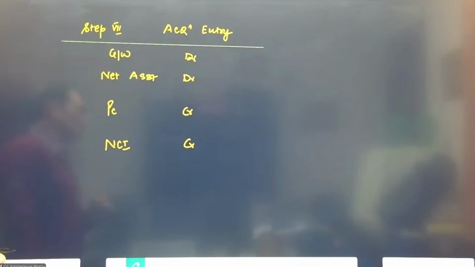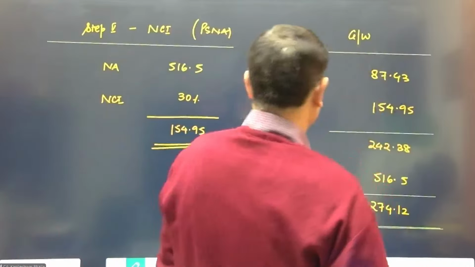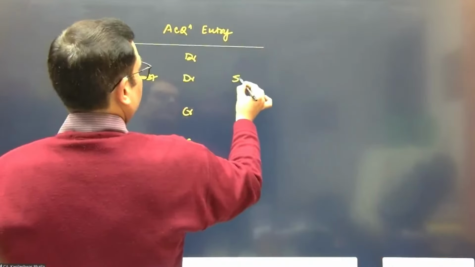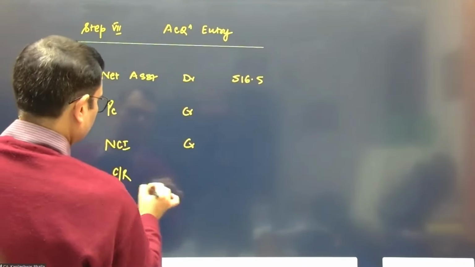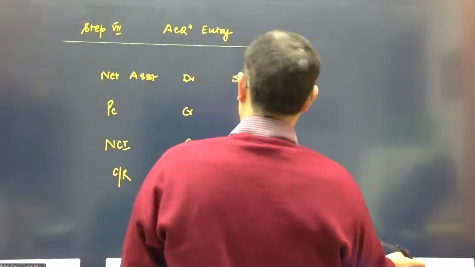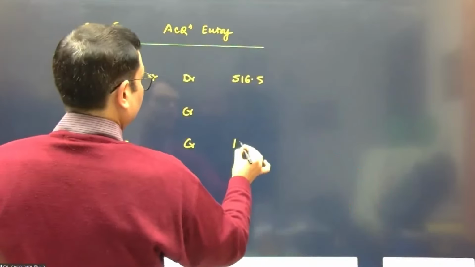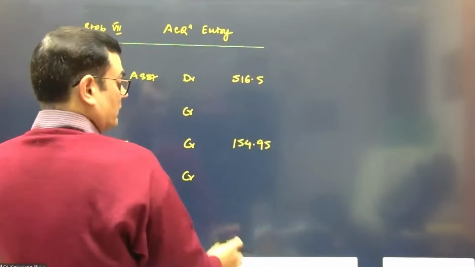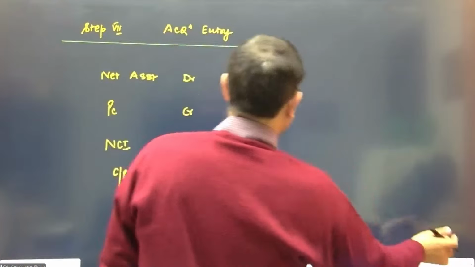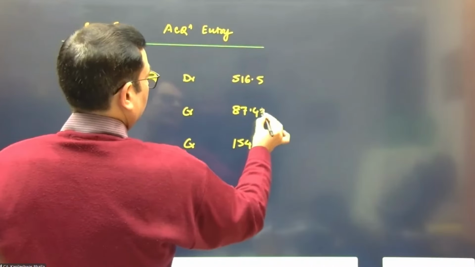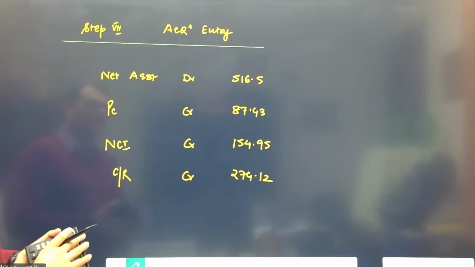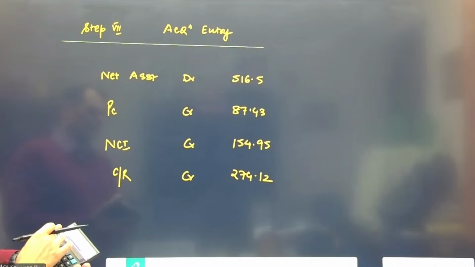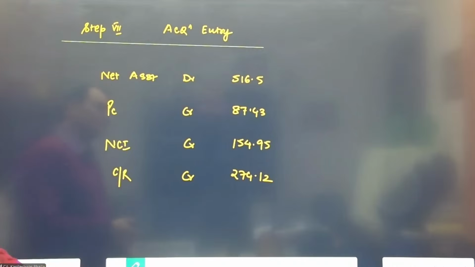Do we have all the data organized with us? Net assets is 516.5. So we are getting a capital reserve. NCI is 154.95. PC was 87.43, and the capital reserve, I think, 274.12. Yes, sir. So this entry in any case should tally. We can just still psychologically take the total, though it should 100% agree. Yes, it is tallied. So this is the entry.